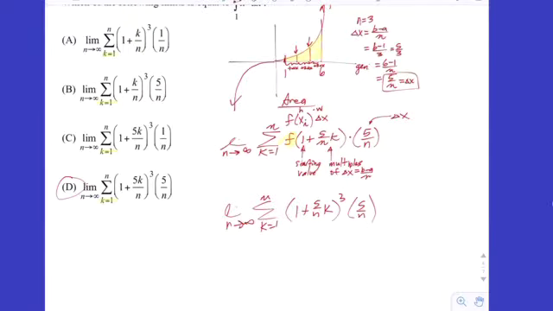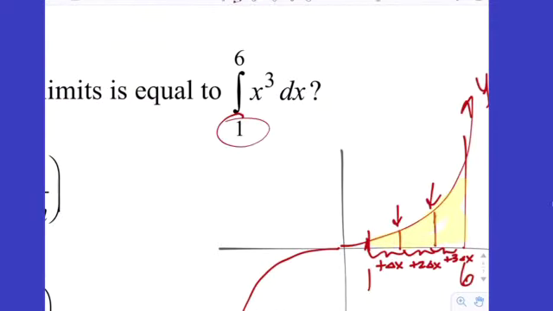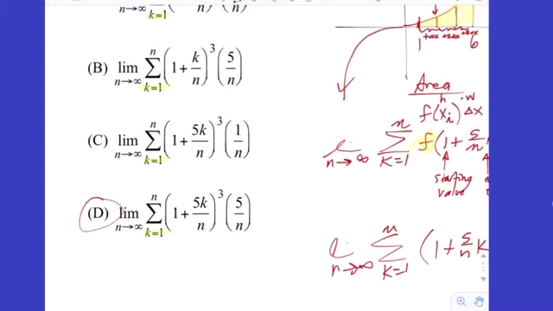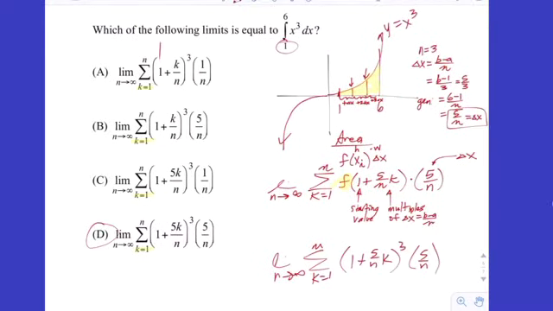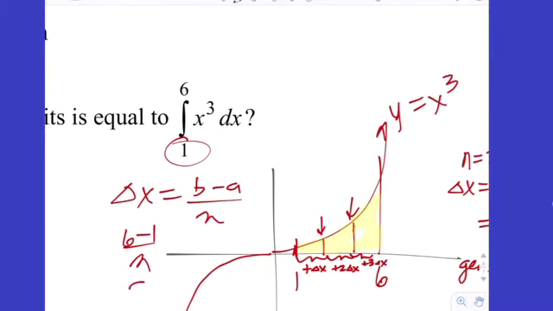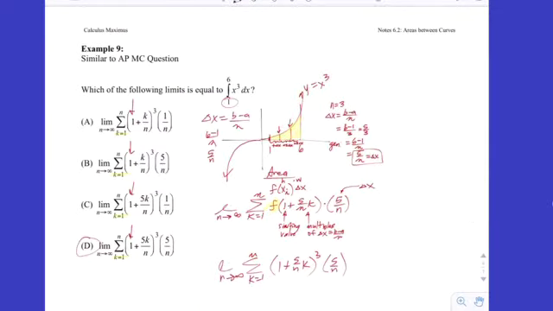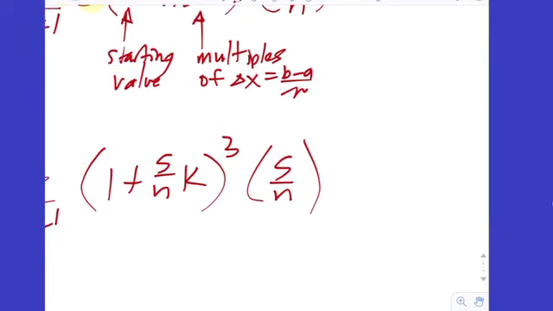So in the future, you don't necessarily have to do all that work. You could just kind of look at it and tell, right? We're starting at 1. We're going from 1 to 6. So these all have to start at 1. So that doesn't eliminate any of them based upon that. So then you can figure out your delta x. Your delta x is b minus a over n. That's 6 minus 1 over n. That's 5 over n. So that's enough to get rid of several of them.